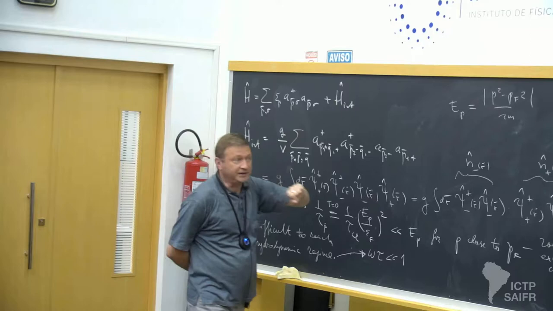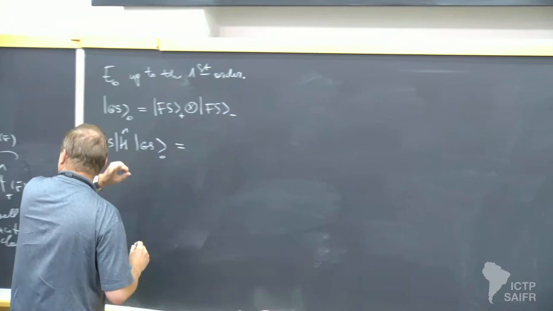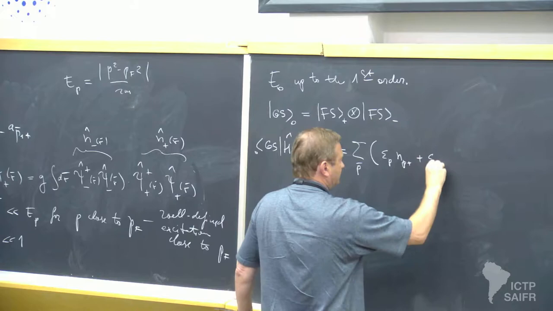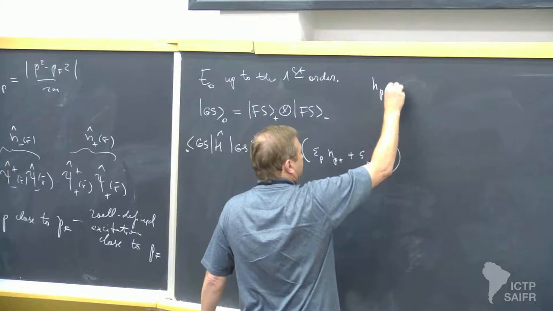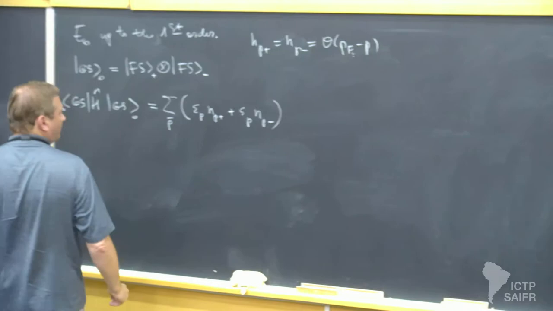So let me write it in a form we know. Let me write it in a bit of an intermediate form, you will see why I will need it later on. So you will have the sum over p, and then let me write it explicitly, epsilon p n p plus epsilon p n p minus, where n p plus and n p minus are my Fermi-Dirac distributions, both of them equal, n p plus equals n p minus, and this is just the step function p F minus p, and we agree to have the same number of both species such that we don't distinguish. Okay, I can also write plus minus here, but at this moment it's not that important. And we know what it is.